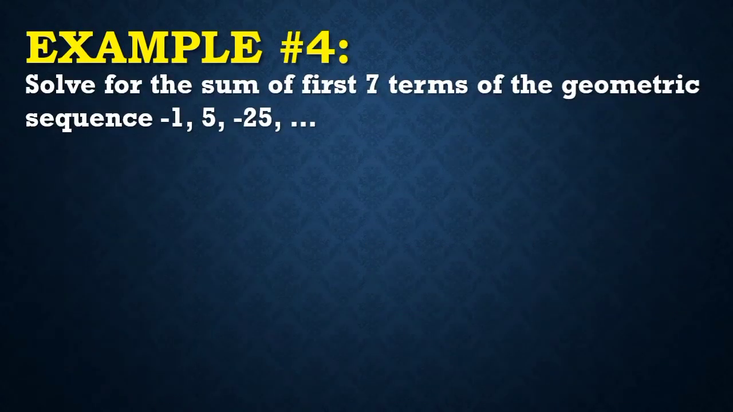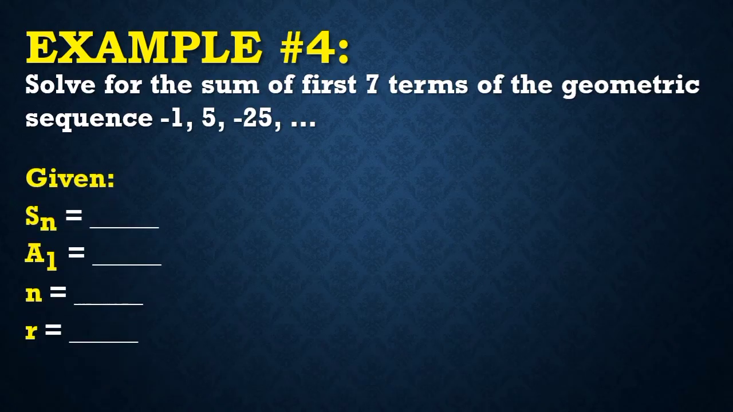So, for our next problem, solve for the sum of the first 7 terms of the geometric sequence, negative 1, 5, negative 25, and so on. So, let's identify the given. So, S sub n is the unknown. A sub 1, the first term, that is negative 1. N is 7. Then to get the common ratio, we divide 5, the second term, by the first term, negative 1. So 5 divided by negative 1, that is negative 5. And then we apply the formula.